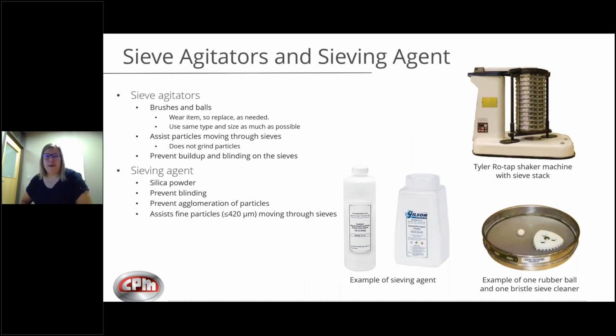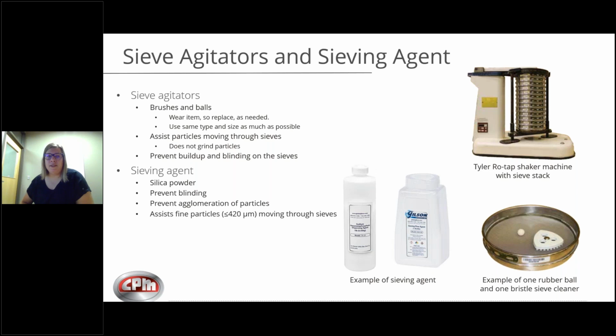And so I talked about sieve agitators and sieving agent and the procedure. Sieve agitators are brushes and balls, and they're a wear item, so they need replaced as needed. But we want to make sure that we're using the same type and size as much as possible throughout the sieve stack. And there's an example of one ball and one brush in the lower right-hand corner on a sieve.